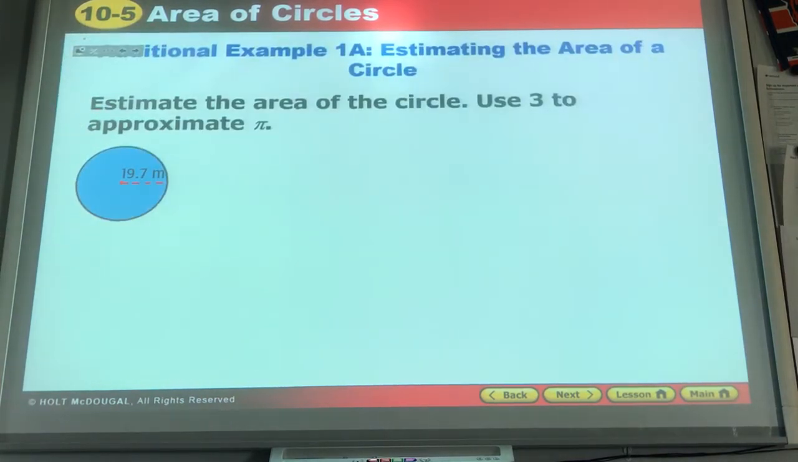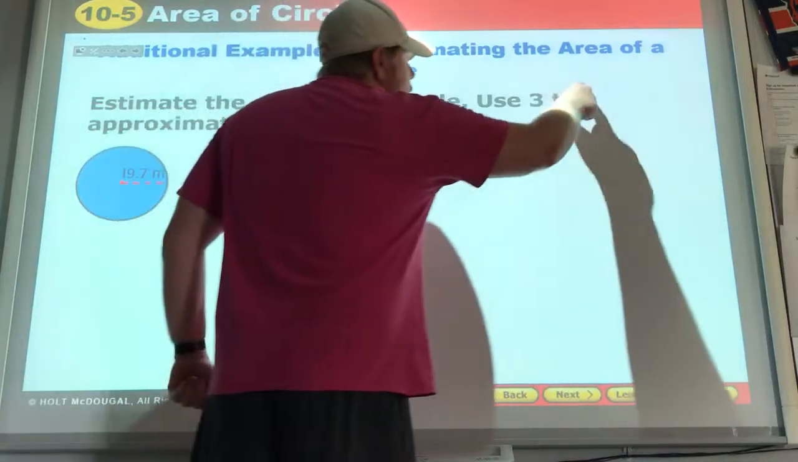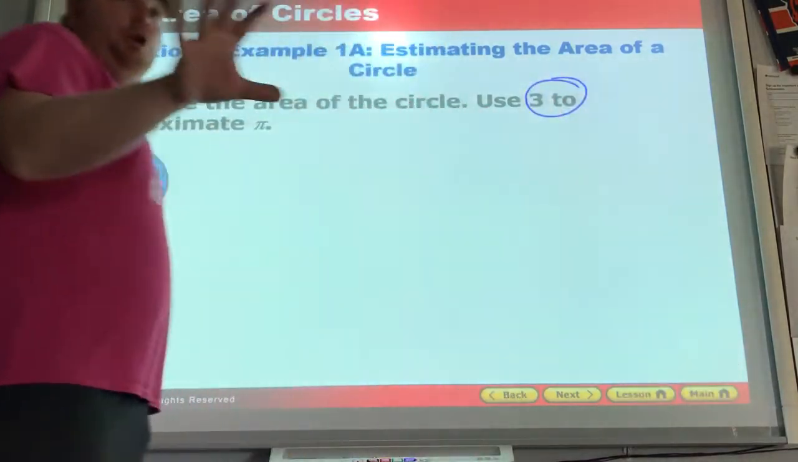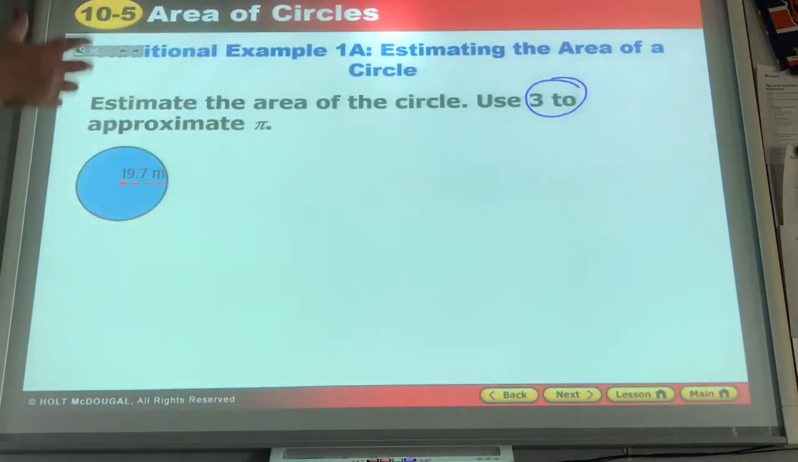So, estimate the area of the circle. Use 3 to approximate pi. Now, I had one of the Addisons do 3.14, so all their answers were a little bit off. I did go back and give you credit, but do follow the instructions because doing it with 3 is going to make your life a lot easier.